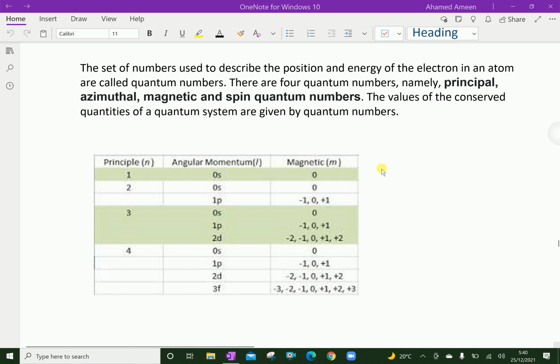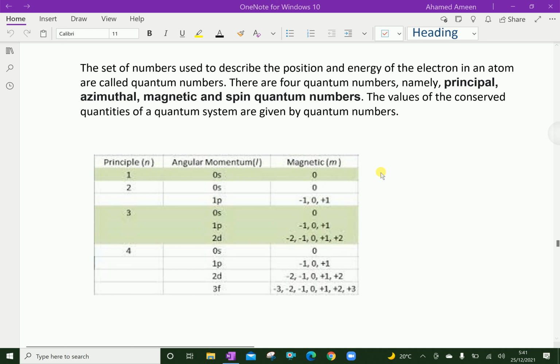A quantum number L equal to 0 corresponds to an s orbital, L equal to 1 to a p orbital, L equal to 2 is a d orbital, and L equal to 3 is an f orbital. For example, an orbital with n equal to 3 and L equal to 1 is called a 3p orbital, and an electron occupying that orbital is called a 3p electron.